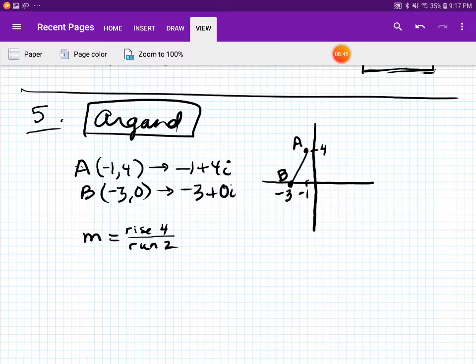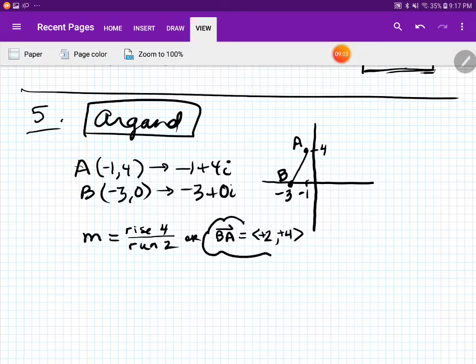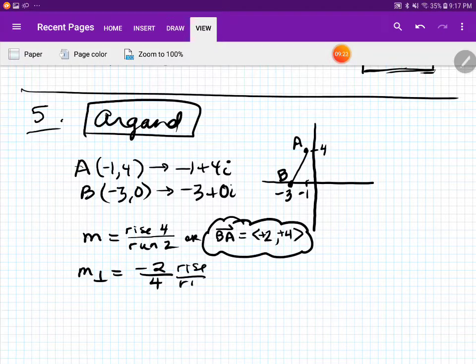You can also write that as a vector. I probably could write BA as a vector, even though I'm doing complex numbers, so that's a little strange. In the x direction I would go +2, and in the y direction +4. Interesting way to link topics, though I'm not sure I would directly use vectors for this one. For the perpendicular slope, I flip the rise and the run, so that would be -2/4. I'm not reducing because I'd like the lengths to be kept the same.